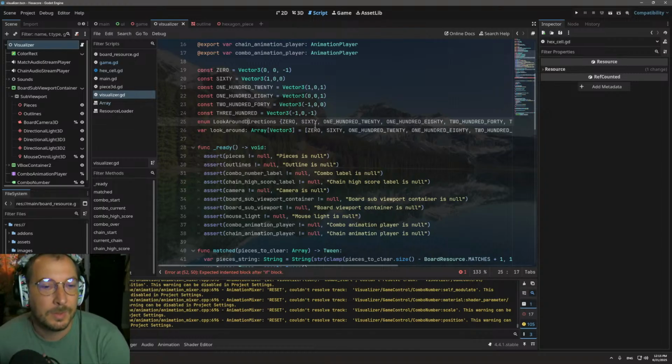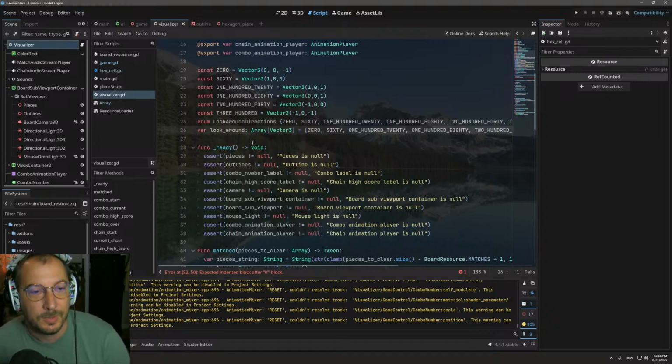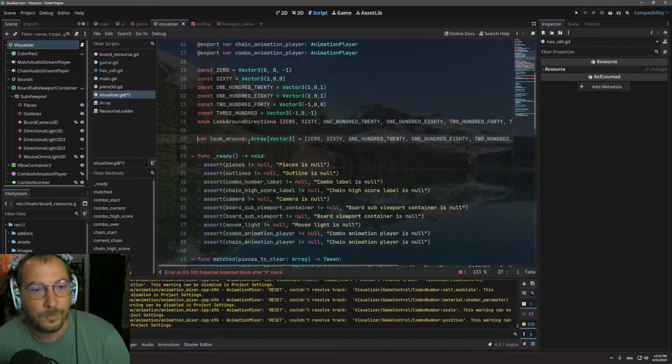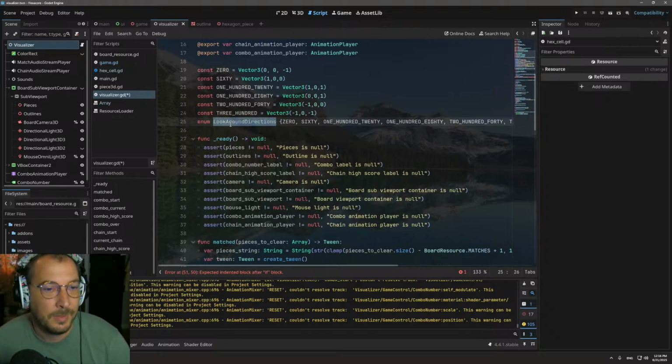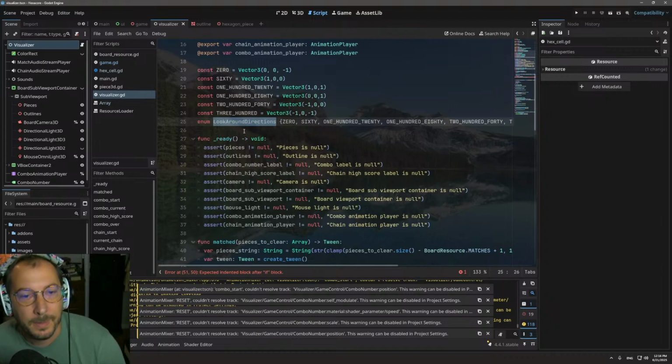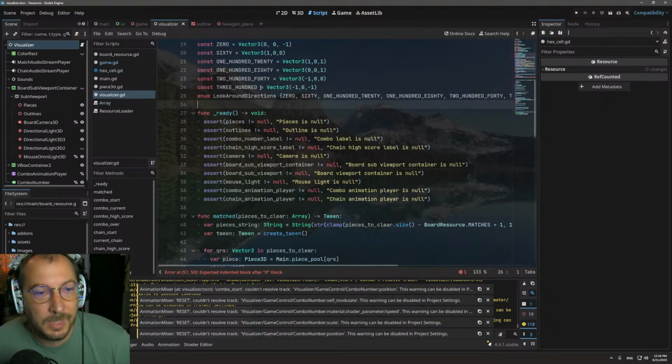Now, if we do an array of the enumeration and we iterate on that, so this is just an array of look around directions. And actually, we don't even need to build the array because we can get the array from the enumerator. Okay.